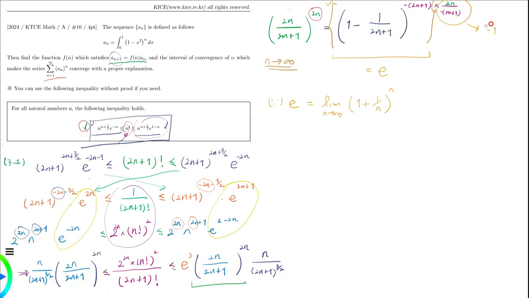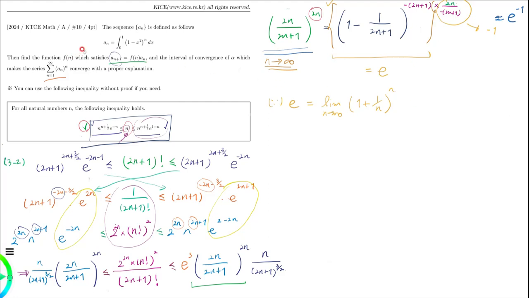So as n goes to infinity, this factor 2n over 2n plus 1, each quantity to the 2n power, approaches e to the minus 1 here.